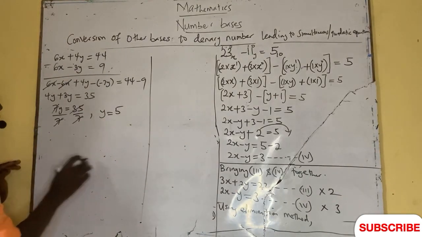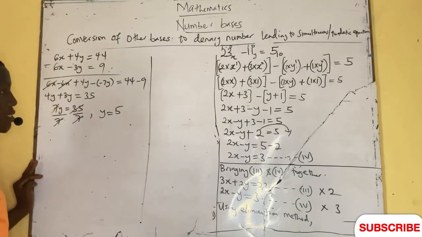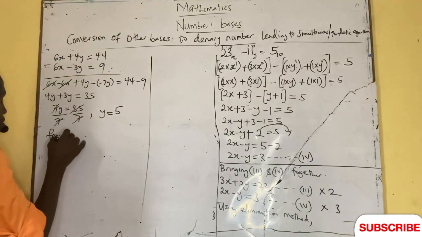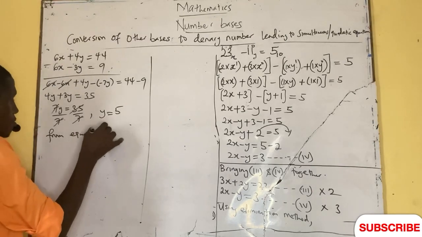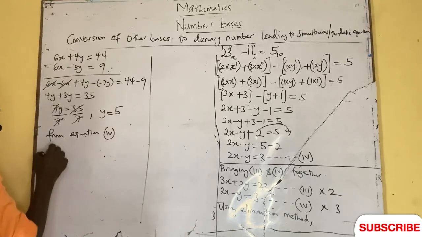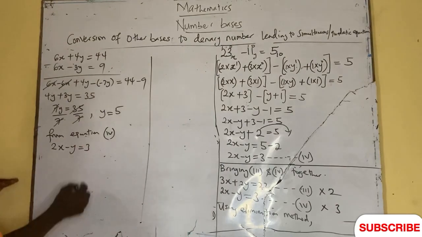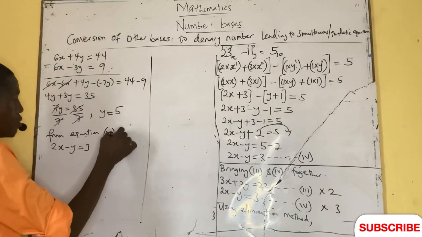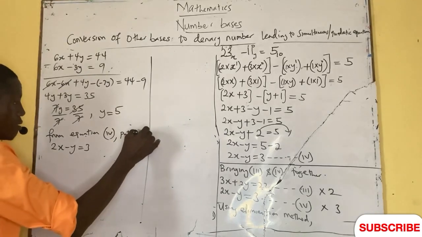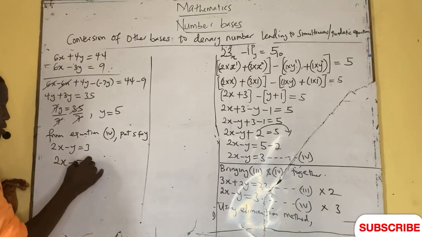Now, then the x. You now go back to the question. What is the equation now? Equation 4. From equation 4, which is 2x minus y equal to 3, you can easily get your x. Substitute 5 for y. So we have 2x minus 5 equal to 3.